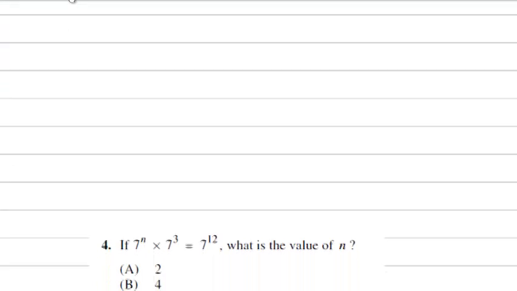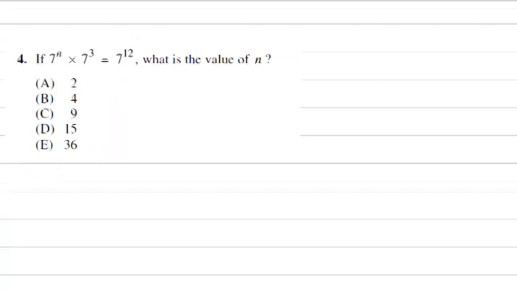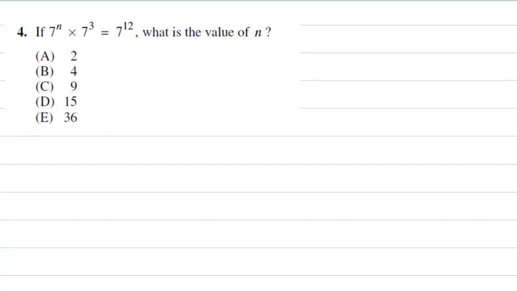Here's a problem from College Board's 2007 practice test. 7 to the n times 7 to the third power equals 7 to the 12th. So product of powers, n plus 3 has to equal 12. Take away 3 from both sides, and n equals 9. So that's choice C.